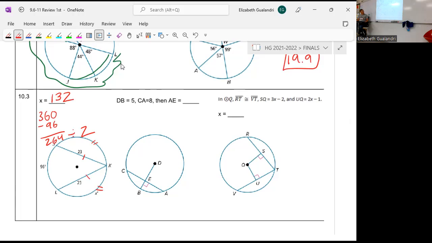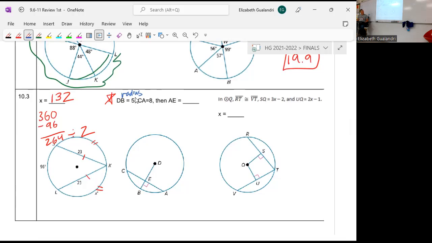This next one is probably, again, one of those little tricky ones. I'm going to put a little star next to it if you want to. You don't have to. The big idea with circles is you have radii to help you. So if I start to fill this in, DB is given to me as 5. I'm not actually going to fill that in yet, but I am going to recognize that that is a radius. And so that's going to help me a little bit.